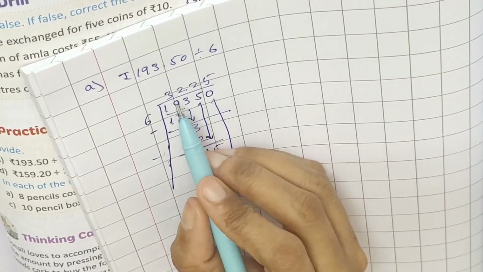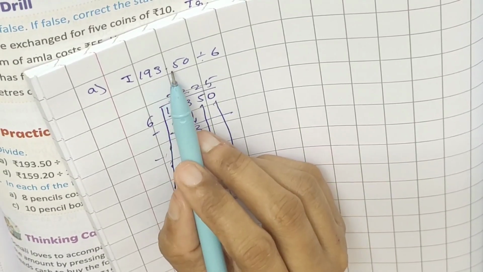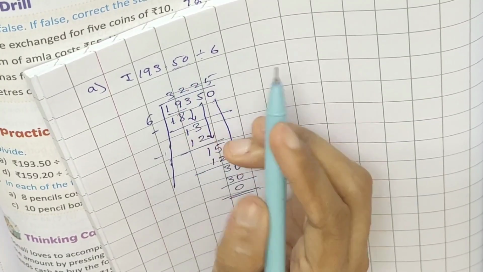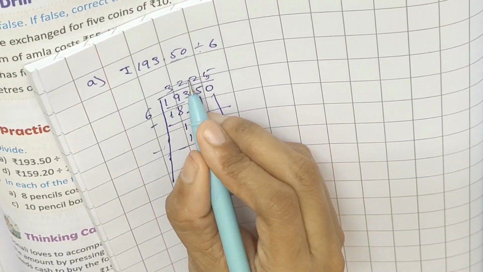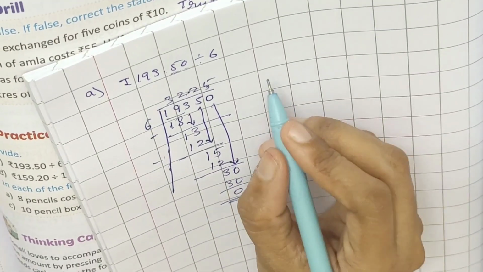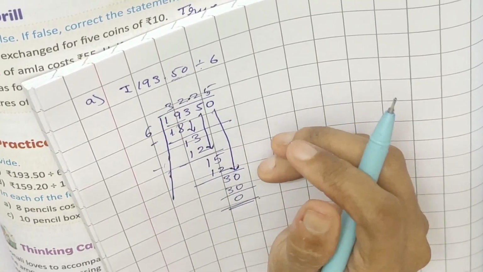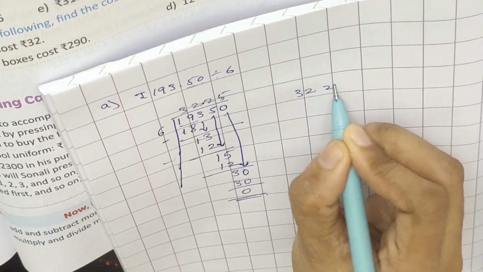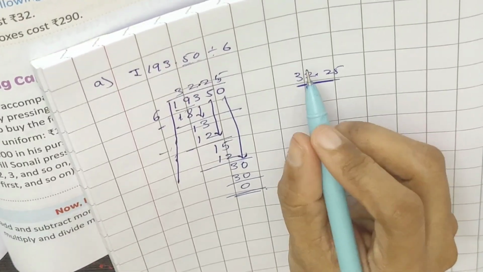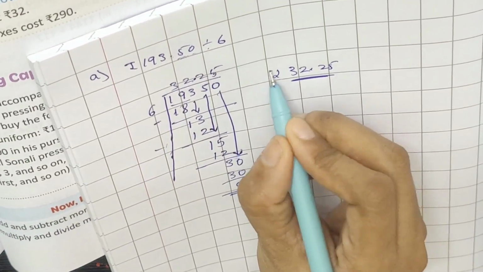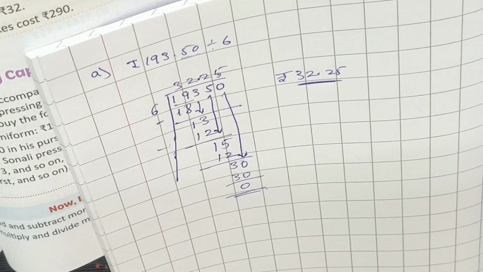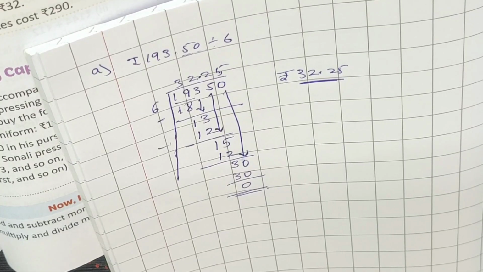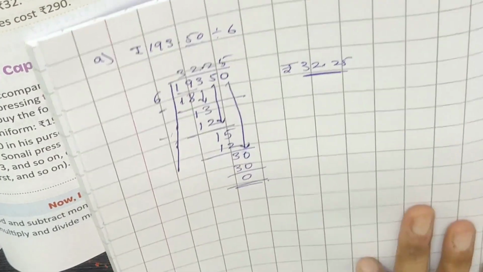So the answer is 3225, but we have to put the decimal, right, to count this. So position is 2, 1, 2. So 32.25 is the answer. Okay. Rupees 32.25. Next, B and C are similar. It's a single digit divisor, so you have to do it. And next we'll see D.